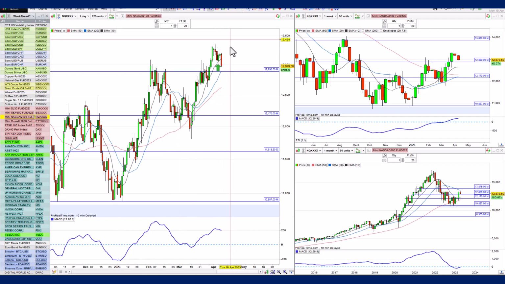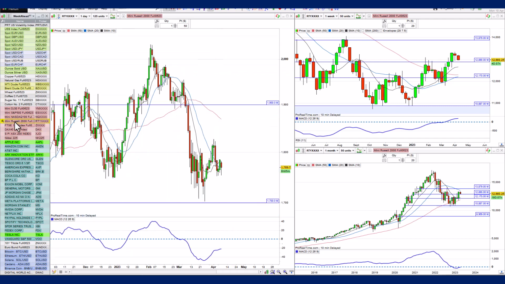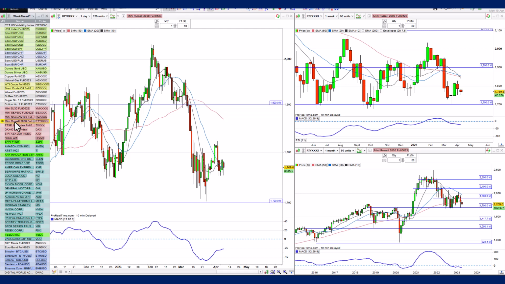There could still be a nice move up or a bounce. I'll be leaning that way first, and then we'll see if it continues and finishes lower by the end of the week. Then I'll reassess that. Mini Russell, largely sideways. Okay, so not a lot, not offering any clarity there.